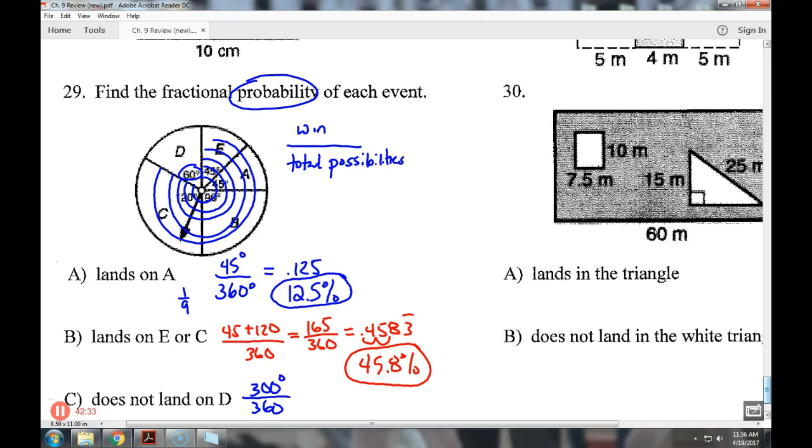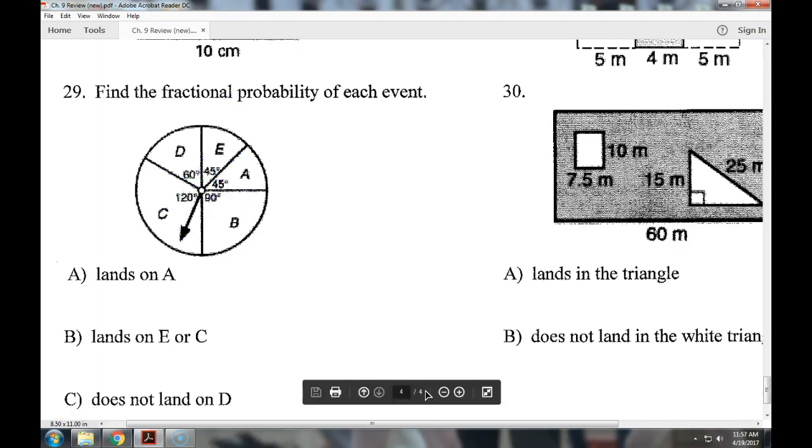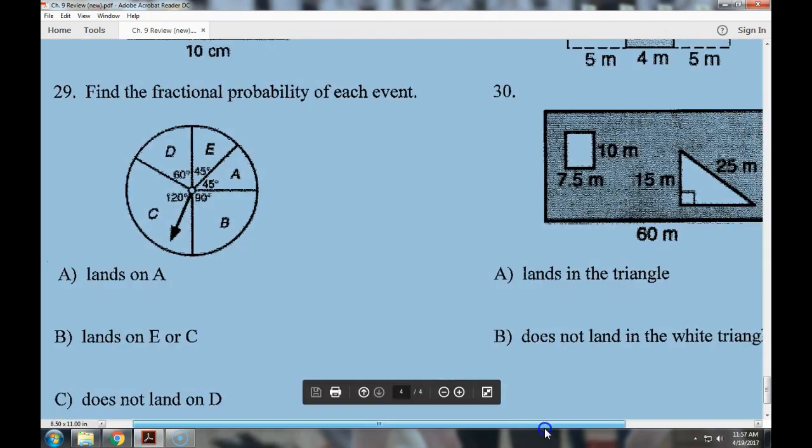So 300 divided by 360, 0.833, which is about 83.3%. So I would definitely want to bet on that game. I will win that game quite a bit. Alright, so there's some probability with a spinner. Let's zoom over to the last couple.